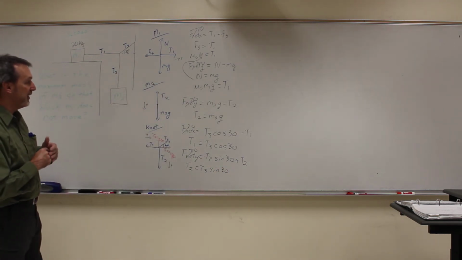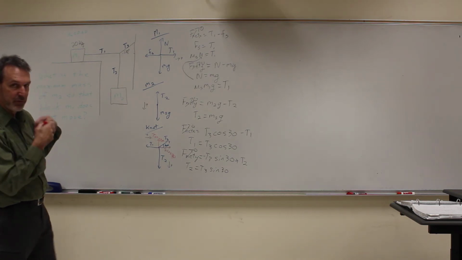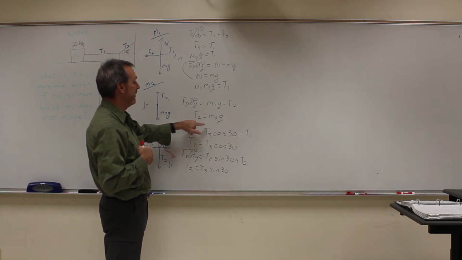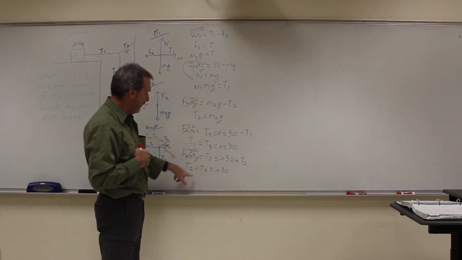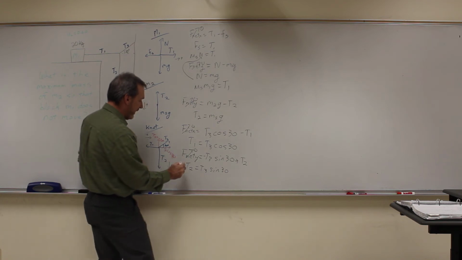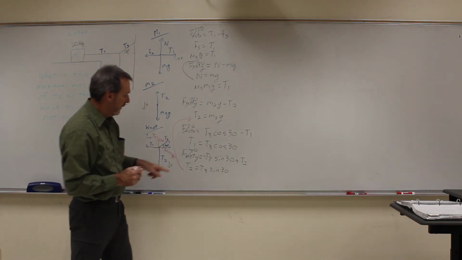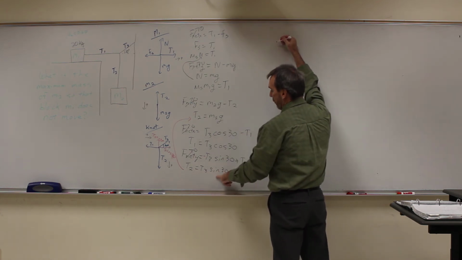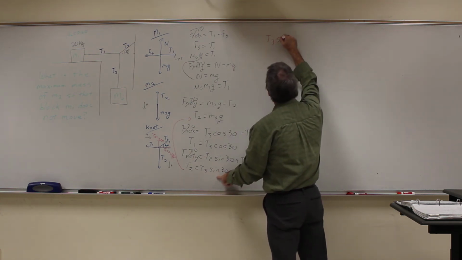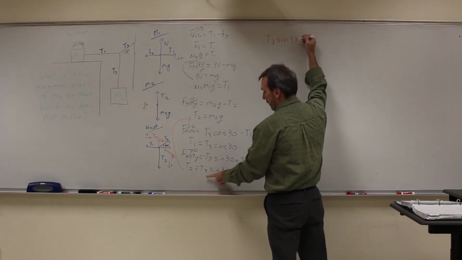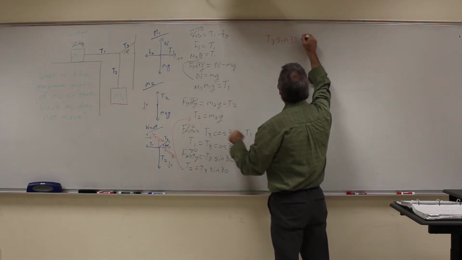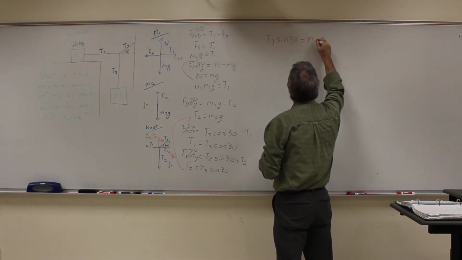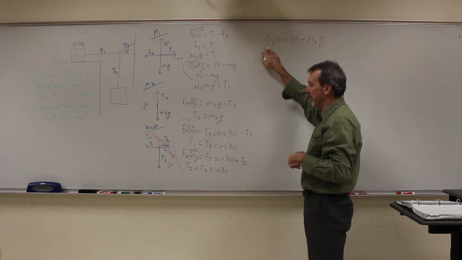All right, what we're really trying to solve for here, don't lose sight of that, is we want to figure out what M2 is. But we know M2 is related to T2, and so we'll have to use T2 from down here. So I'm going to plug in T2 here. So I'm going to go back up here. I'm going to say T2, which is T3 sine of 30, that goes in for T2 is equal to M2G.